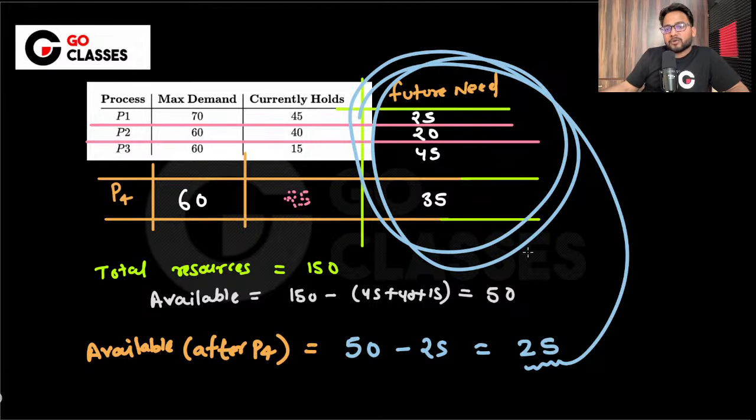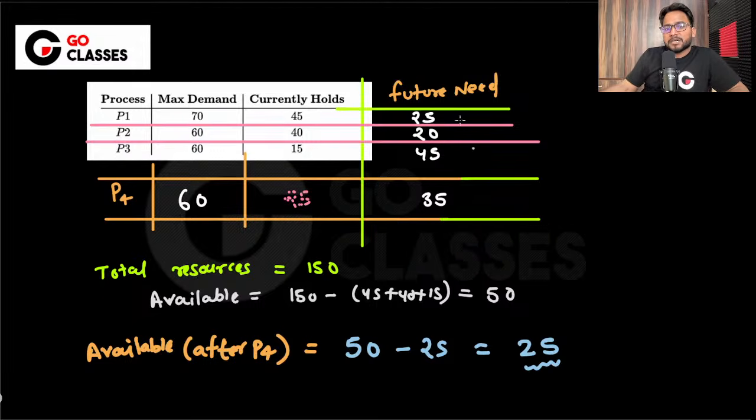So if you have 25 with you and the future needs are like this, then obviously you can satisfy this future need. You can also satisfy this one. So you can satisfy at least two, right? The moment you satisfy P1, you can also satisfy P2. So P1 and P2 you can anyway satisfy. The moment you satisfy P1, whatever P1 is currently holding, which is 45, and whatever P2 is currently holding, which is 40, will also be released.